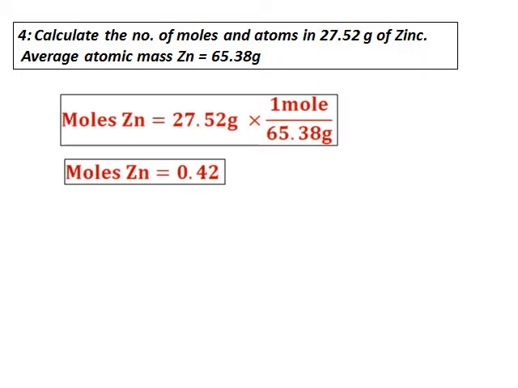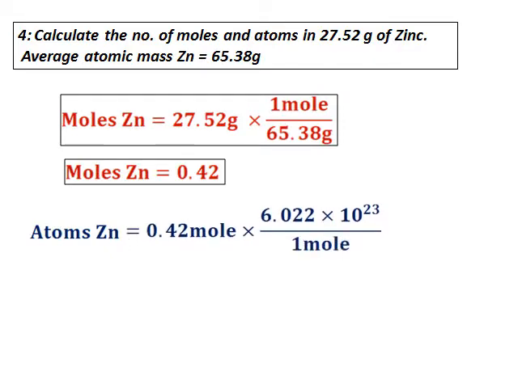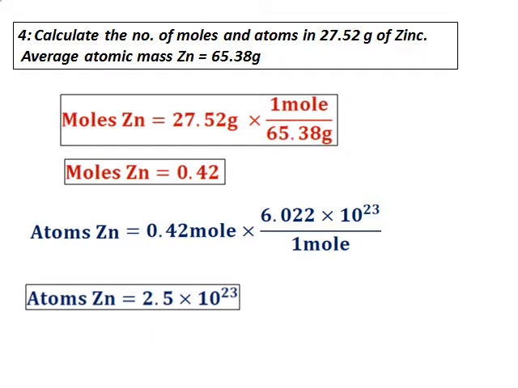But the question is asking for the number of atoms also. To get the atoms of zinc, I have the number of moles, and you know 1 mole has 6.022 × 10^23 atoms. Therefore the number of atoms of zinc will be 0.42 times the Avogadro number.